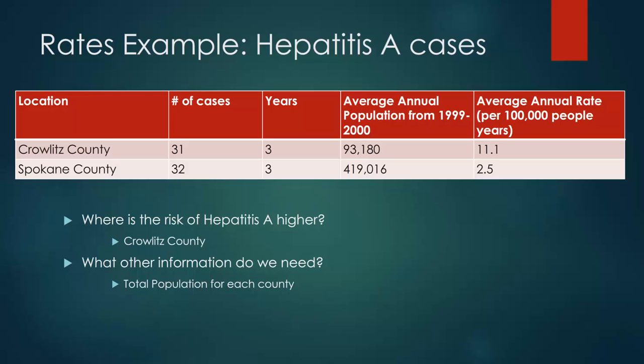By using our formula to calculate a rate in each county, we can see that the rate of hepatitis A was higher in Cowlitz County than in Spokane County. So we can say that in this time period, the risk of hepatitis A was higher in Cowlitz County. I would suggest that you look over these numbers and make sure that you can recreate the numbers that are seen in the column all the way to the right.